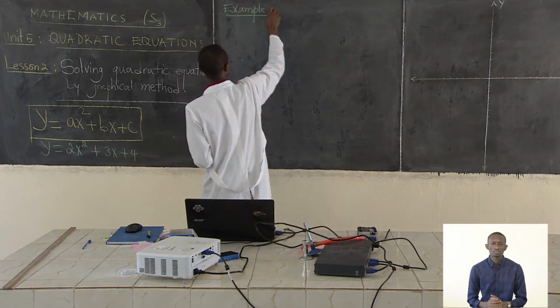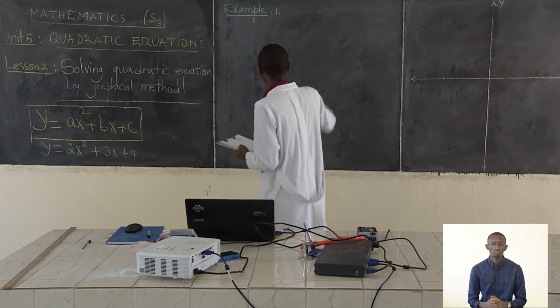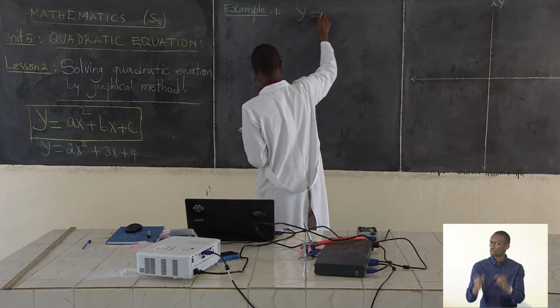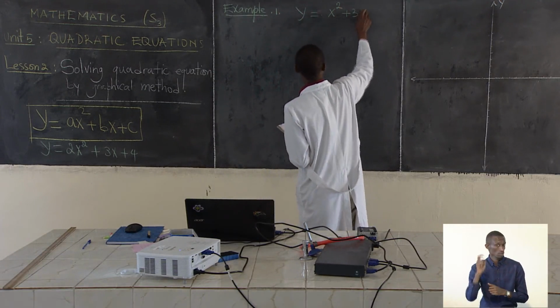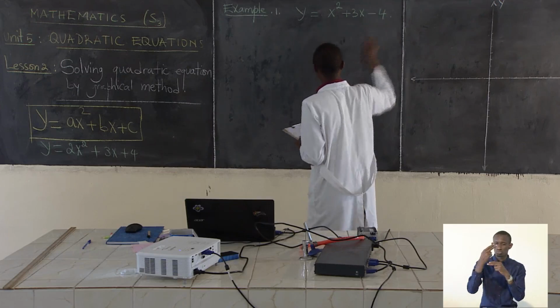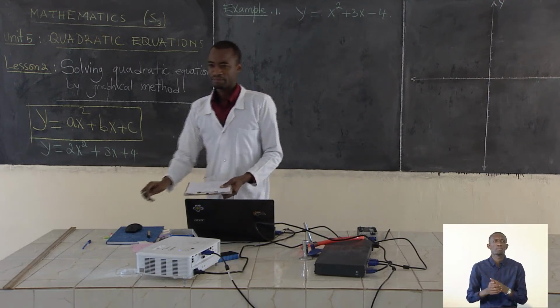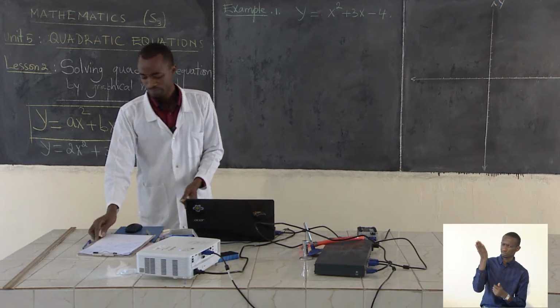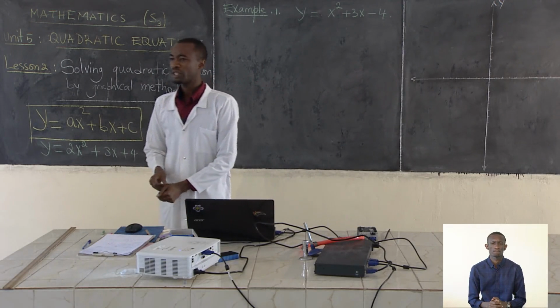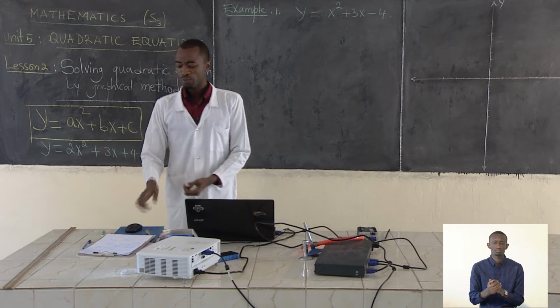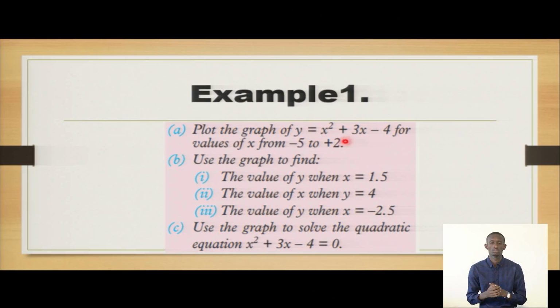Example number 1. If you have y equals x squared plus 3x minus 4, we are going to solve this equation. I take you to the PowerPoint presentation. In our example, we need to plot, as I have written it there, y equals x squared plus 3x minus 4 for the values.